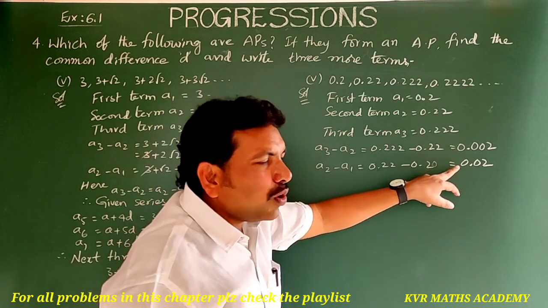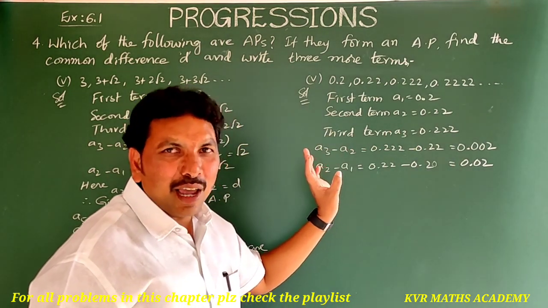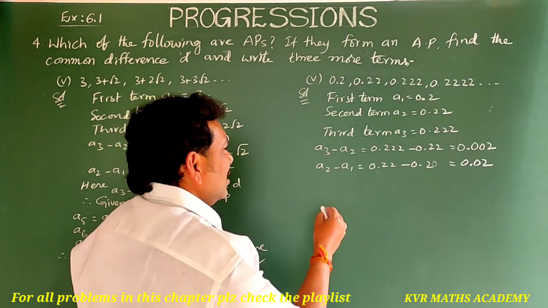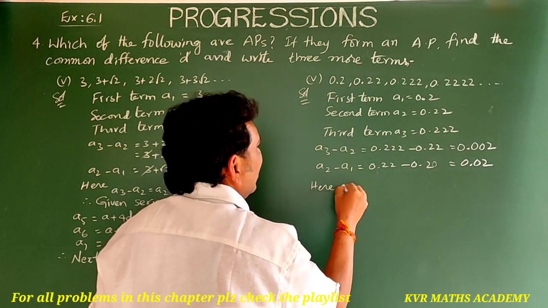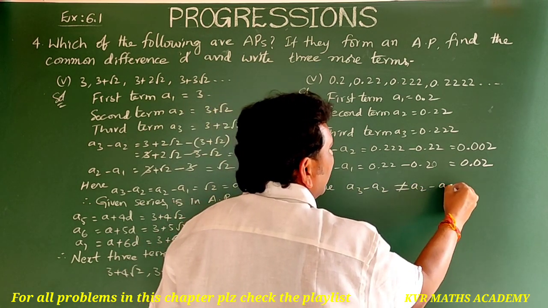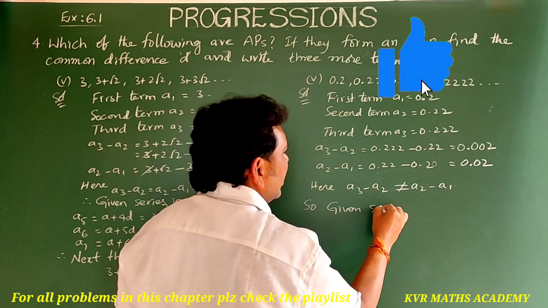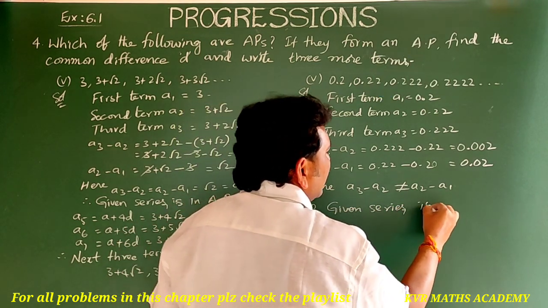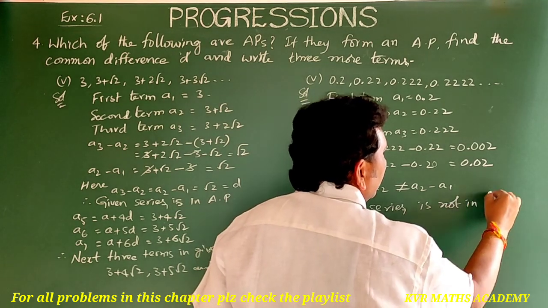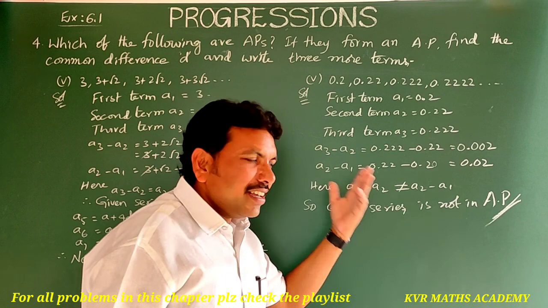So these both are equal? Not equal. So the given series is not in AP. Understood clearly? Yes. Here a3 minus a2 is not equal to a2 minus a1. So the given series is not in AP. Have you understood clearly? Yes, note it down.